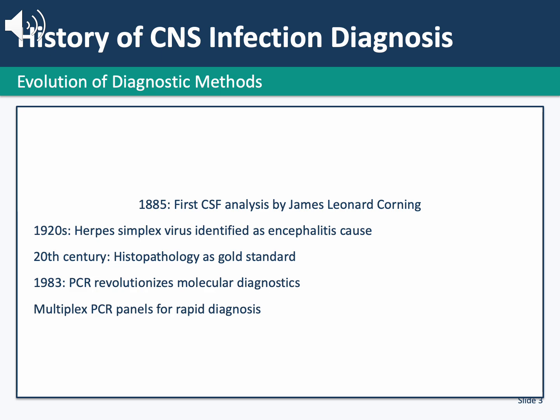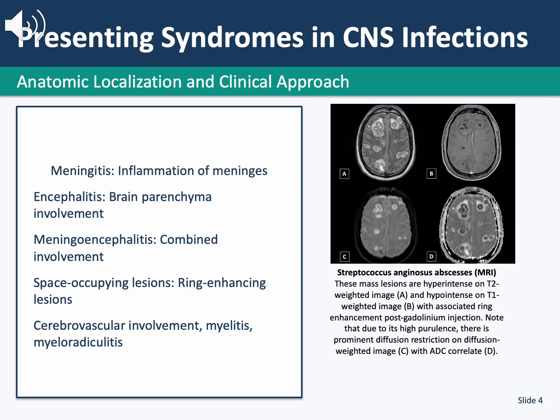The development of PCR in 1983 revolutionized the field of molecular diagnostics and was the cornerstone that led to the creation of monoplex real-time PCR assays, followed by multiplex PCR meningitis encephalitis panels, which are instrumental in rapidly diagnosing the most common CNS infections. The approach to a patient with suspected CNS infection begins with an attempt to identify the anatomical location of the inflammation, which may allow a targeted approach to determine the causative organism.